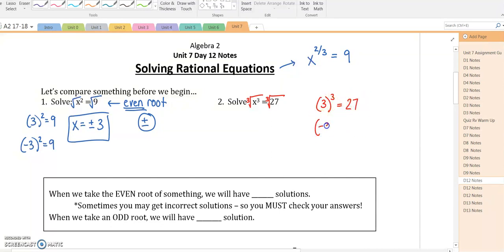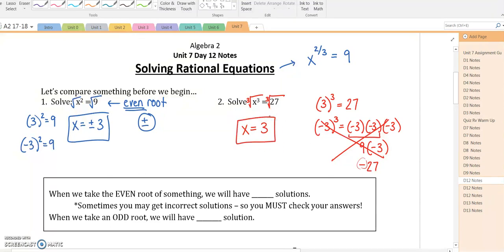But does that work with negative 3? Well, negative 3 to the third is negative 3 times negative 3 times negative 3. So negative 3 times negative 3 would be positive 9, and then times another negative 3. That would give me negative 27. But this didn't say negative 27. So that's why for odd roots it doesn't work, because for odd roots the negative actually ends up in your answer, but for the even roots it turns positive. So for this odd root, I'm just going to get a single answer, which is x equals 3.